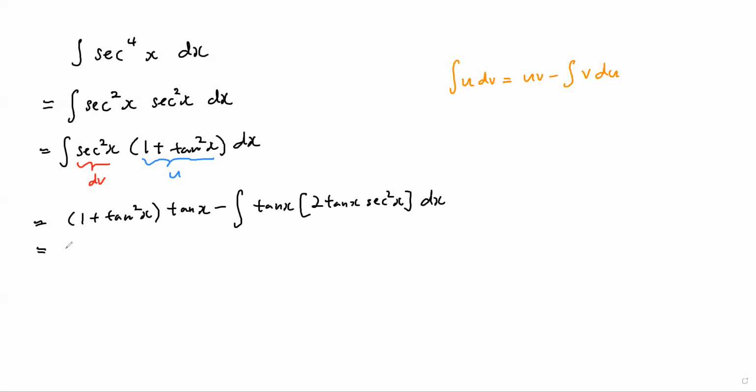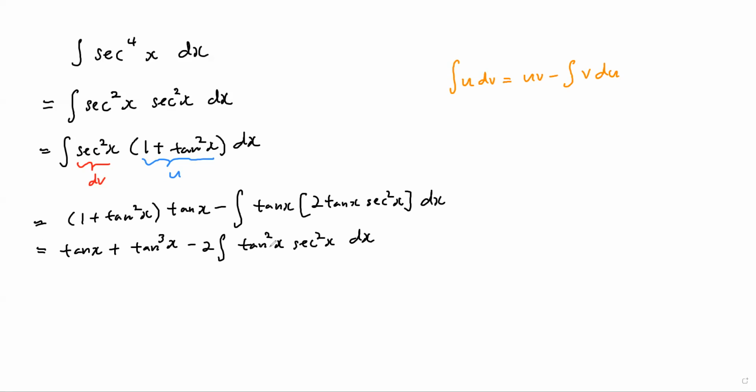Let me just write it down. This would be tangent x plus tangent cube x. This one would be minus 2 integrate tangent square x secant square x.